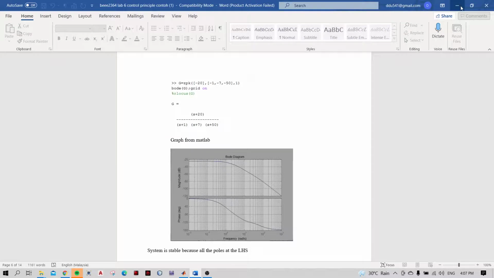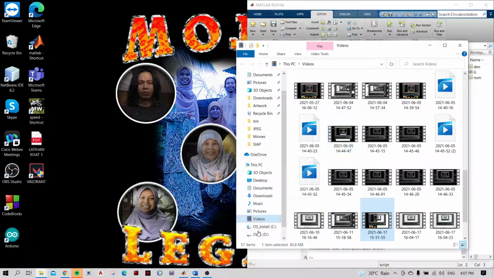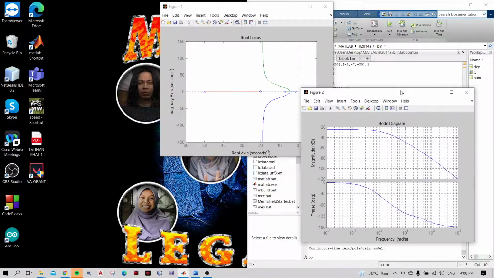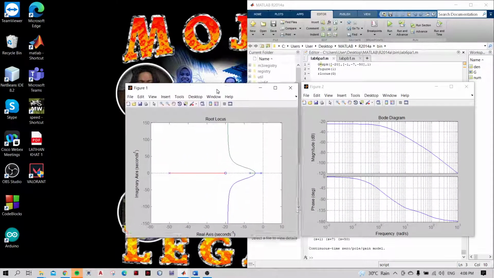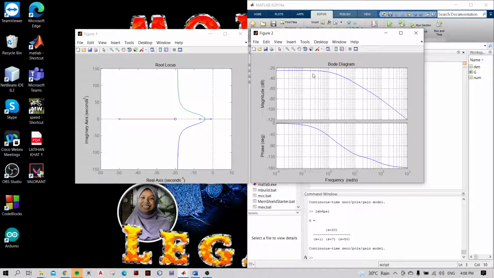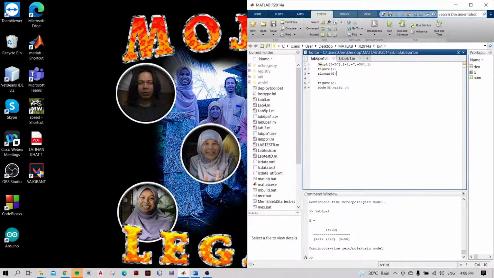Now I'm going to show the coding that I have done. That is, I put together the root locus and the Bode plot all together. We click run here, and it will pop up figure 1 and figure 2. Figure 1 is for root locus and figure 2 is for Bode diagram. Okay, and then we go to part B.